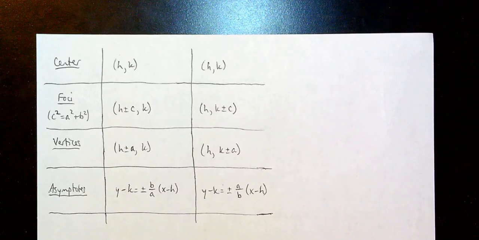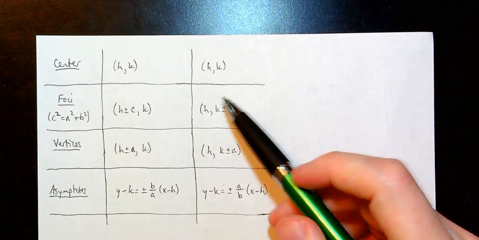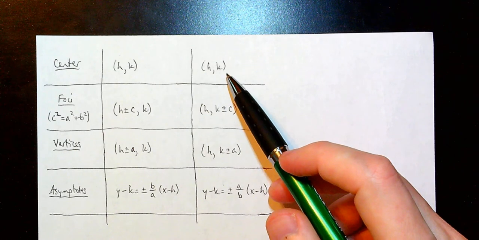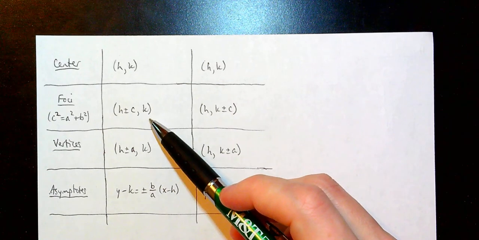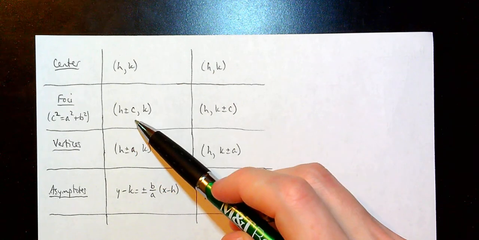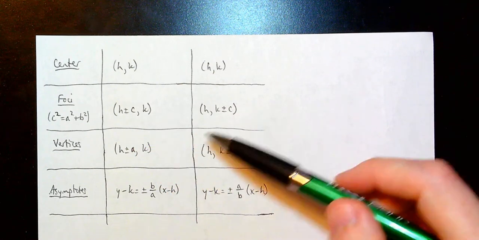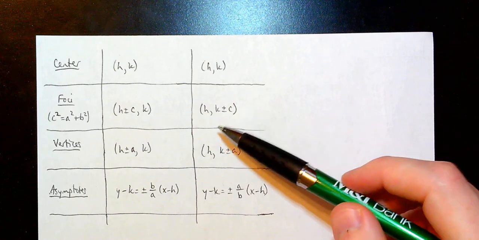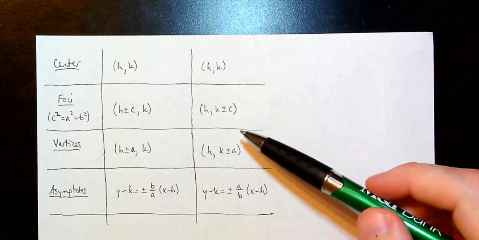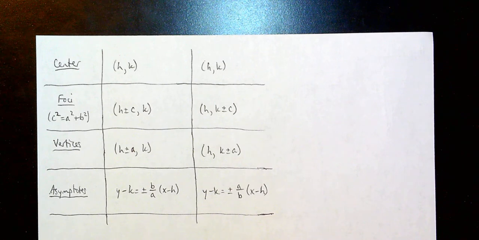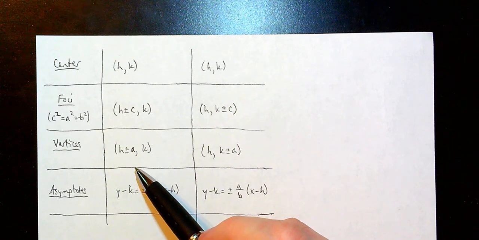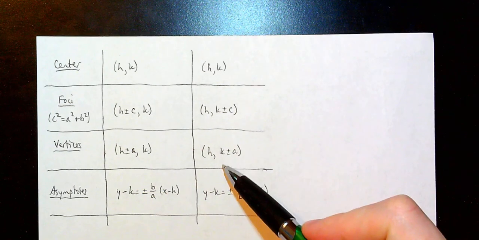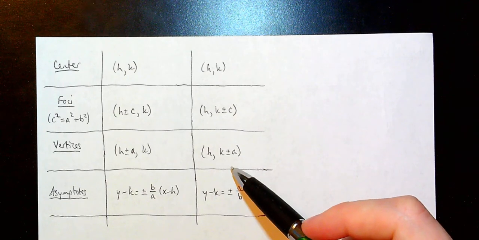Just like with ellipses, though, the center point, regardless, always has the form h comma k. The foci, if you have a horizontal transverse axis, it's h plus or minus c comma k. If your transverse axis is vertical, it's h comma k plus or minus c. The vertices, horizontal transverse axis, h plus or minus a comma k. If it's vertical, h comma k plus or minus a.